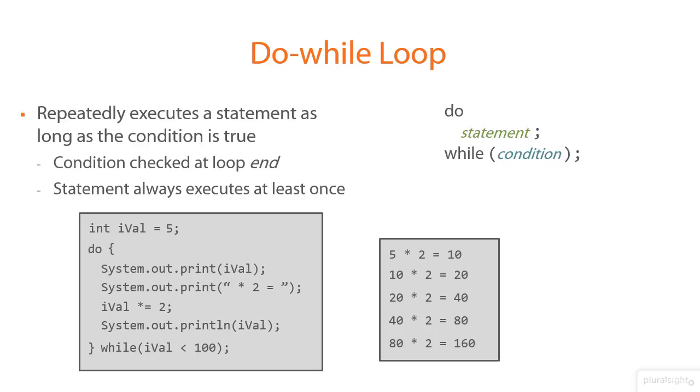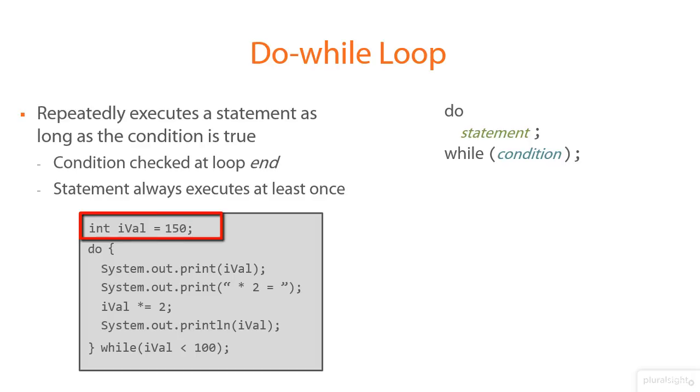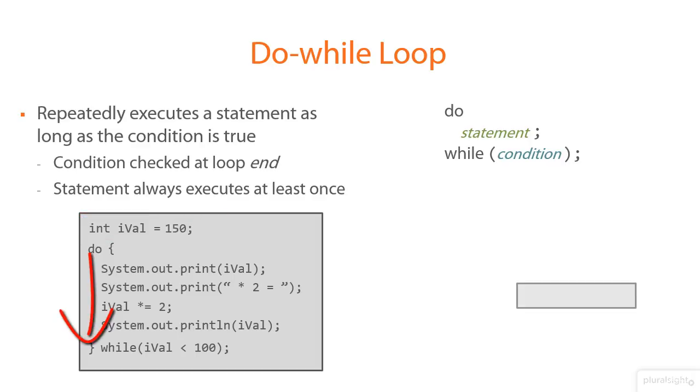Now the key difference here from the while loop is that it will always execute at least once. So if I initialize ival, instead of being 5, to be something like 150, it will still go through the loop one time, printing out 150 times 2 equals 300.